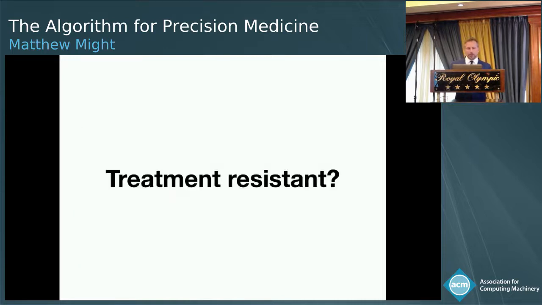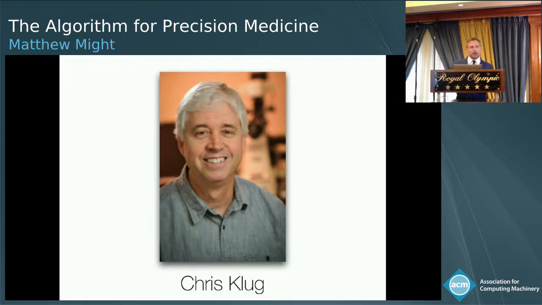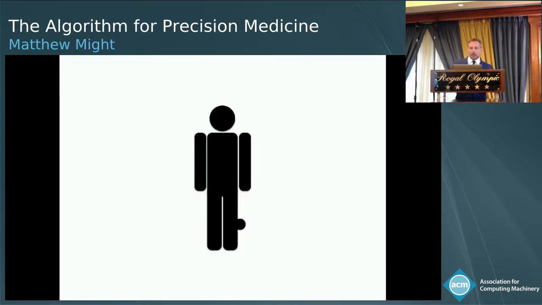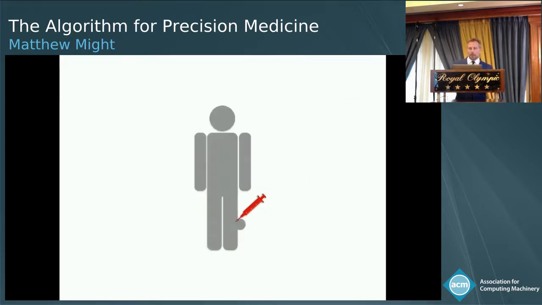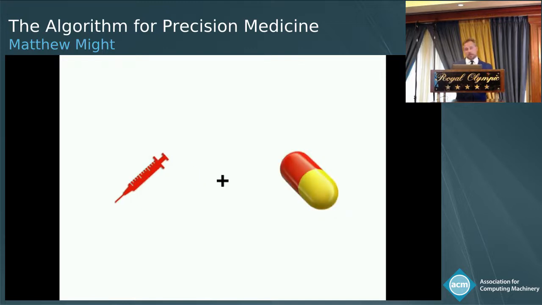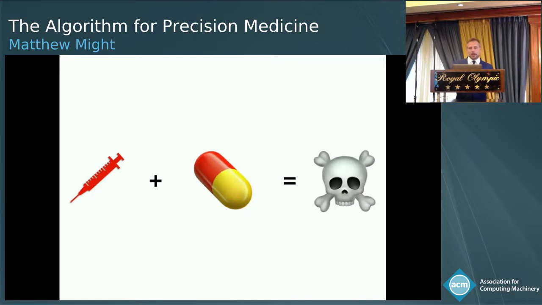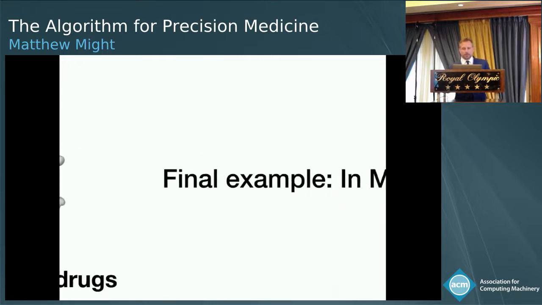So if a patient goes treatment-resistant, then we can brute force it. I have a colleague at UAB, Chris Klug, and what he does is, for leukemia right now, he pulls out the tumor, which in this case is blood, and then starts testing it against different drugs to see if anything kills it. And he just does this for every approved drug, plus all the drugs that are in clinical trials. So this really is the brute force approach to treating cancer. And the amazing thing is he always finds something for any given patient.